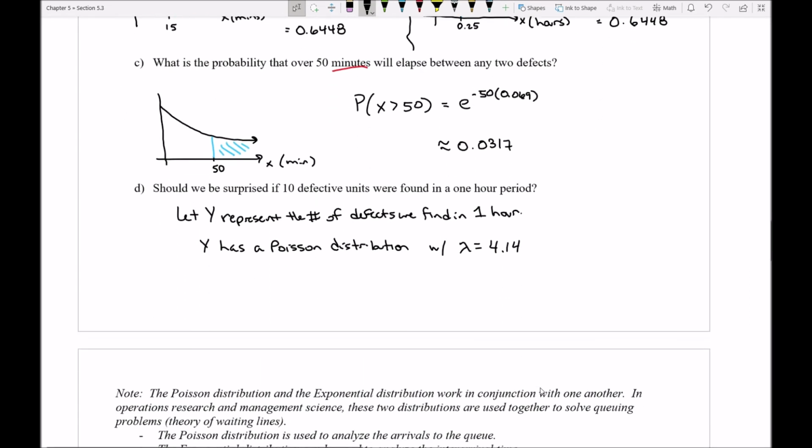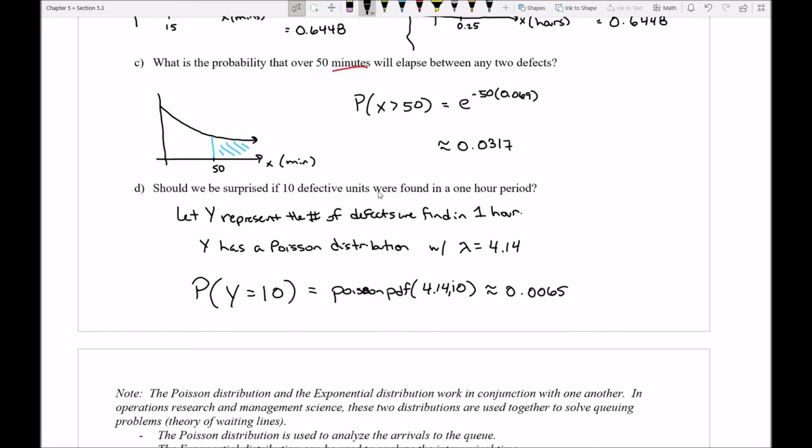So now I can go ahead and compute this as the probability that y, the number of defects I find, is 10. And that's going to be a Poisson PDF with a 4.14, comma, 10. And again, if you were to go to the calculator and crunch this out, you should be able to confirm that you get a value of 0.0065.